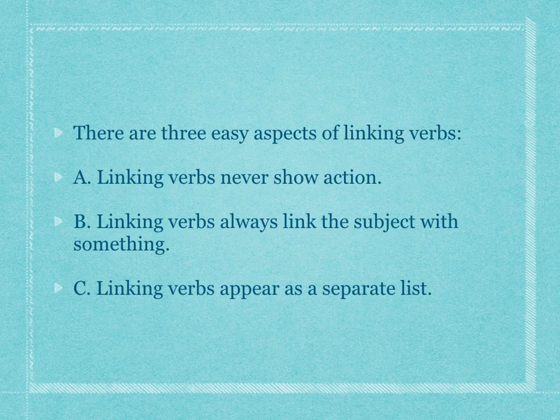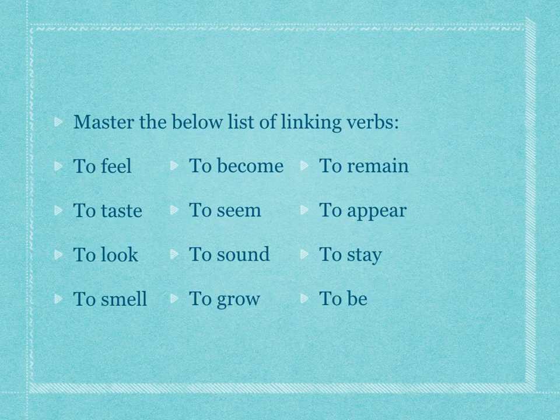There are three easy aspects of linking verbs. Linking verbs never show action. Linking verbs always link the subject with something. And linking verbs appear as a separate list. Here is a list of linking verbs. Master this list below: to feel, to taste, to look, to smell, to become, to seem, to sound, to grow, to remain, to appear, to stay, and to be.